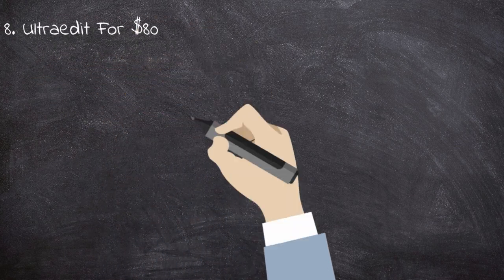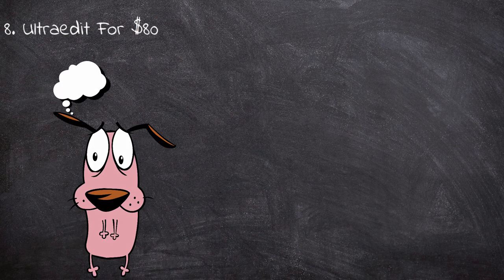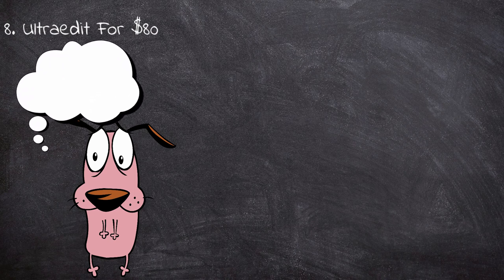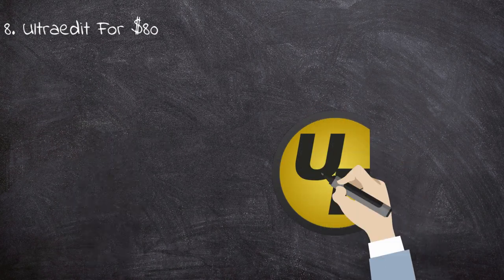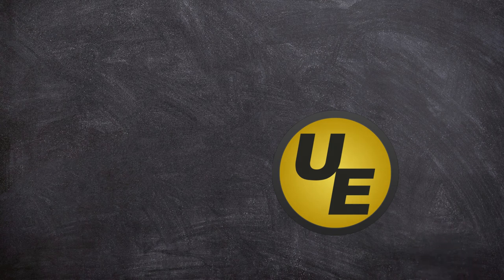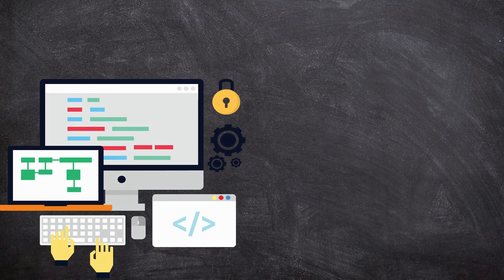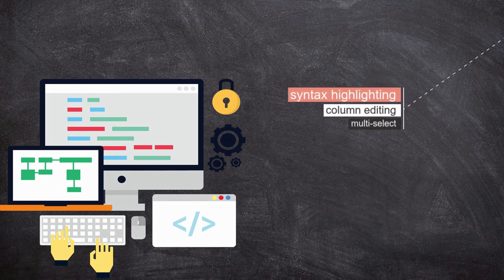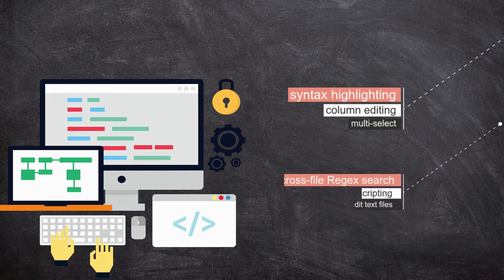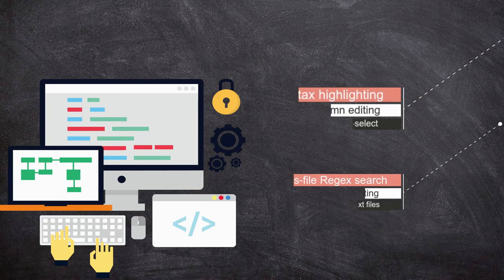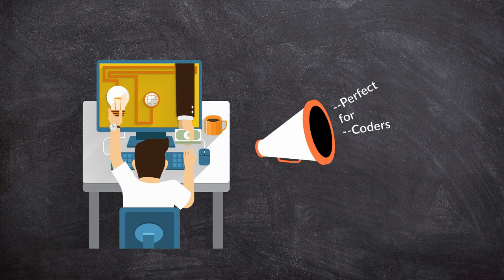8. UltraEdit for $80. Considering that one of the greatest Notepad++ alternatives costs $70, you should feel certain that we included another fantastic but somewhat costly code editor for you here with UltraEdit. UltraEdit has tools like multi-select, block/column editing, syntax highlighting for a lot of languages, cross-file regex search, scripting, and can edit lots of text files. This makes this program perfect for the coders who expect a lot from their editing software or will be doing a lot of work on it.